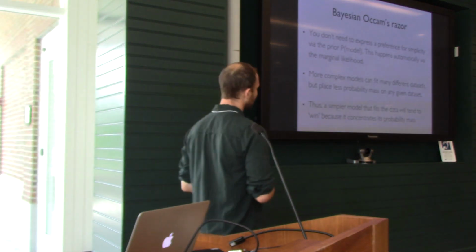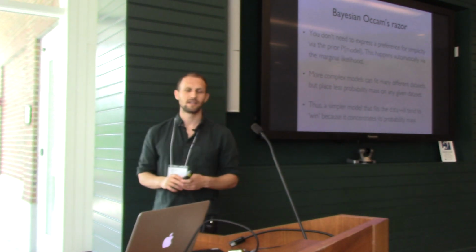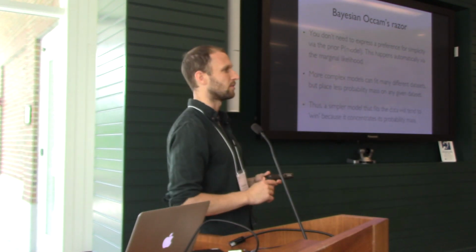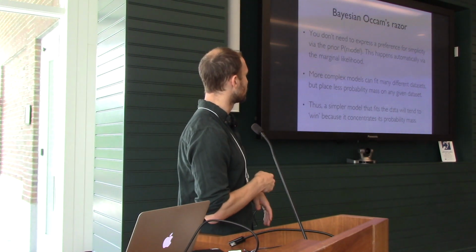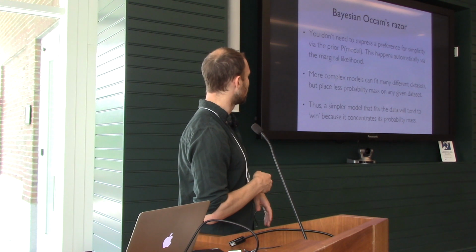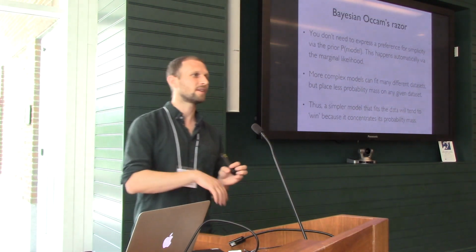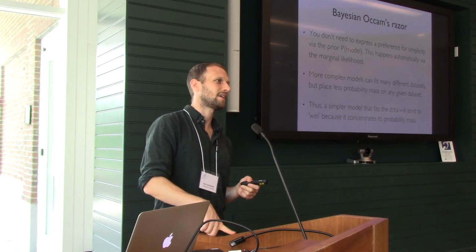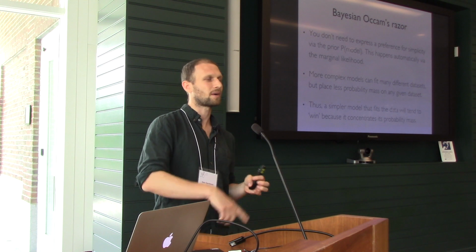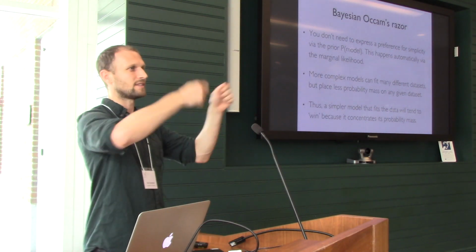And one kind of neat thing that comes out of this is that you don't need to express a preference for simplicity to get a preference for simpler models. This is known as Bayesian Occam's Razor, and it comes out of the way that the marginal likelihood works. The basic idea is that if you have a complex model, you can fit lots of different data sets. But any given data set gets less probability because the probabilities have to sum to 1. It's like the complex model is kind of betting on all these different data sets.